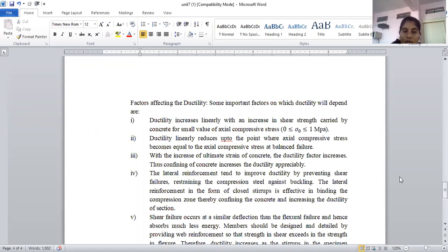Third one is that with an increase of ultimate strain of concrete, the ductility factor increases, and thus confining of concrete increases the ductility. So if the ultimate strain of concrete increases, automatically the ductility factor also increases, and confining of concrete also increases the ductility.